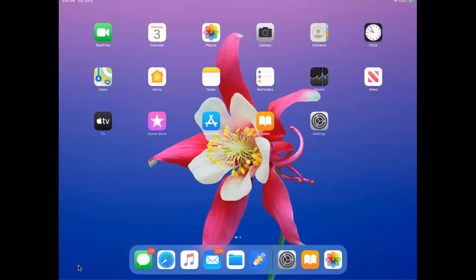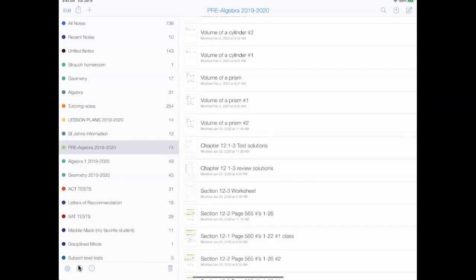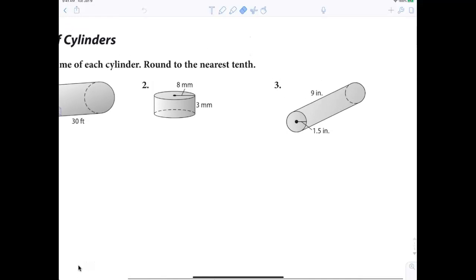All right. Today we have volume of a cylinder. So I want everybody to take a look at that real quick at the top of your page here.